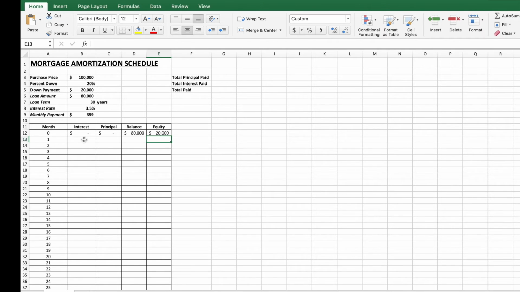So now we can move on to the next part of the amortization schedule. The next row is where it gets a little more interesting. So we know that our monthly payment is going to be $359. We want to figure out what percentage of that, or how many dollars, is going towards interest versus how many dollars is going towards principal. So the way you figure that out is that you set this equal to the balance of your mortgage times the interest rate divided by 12.